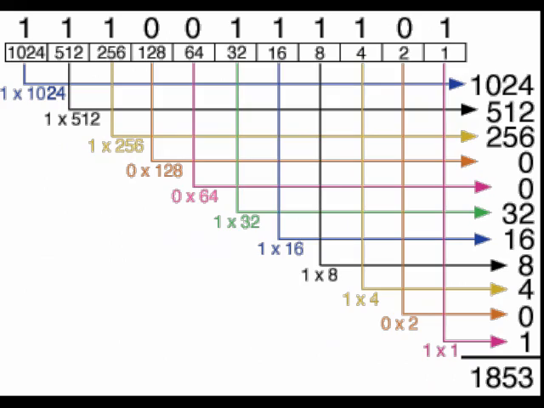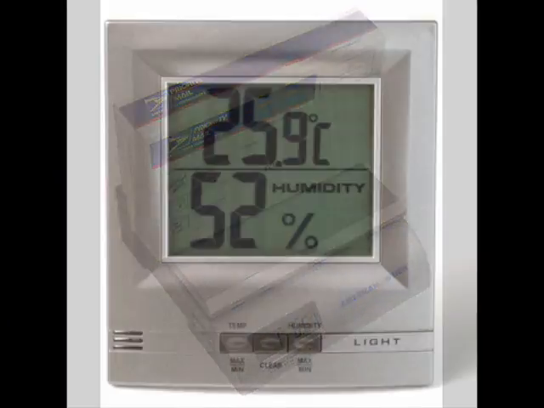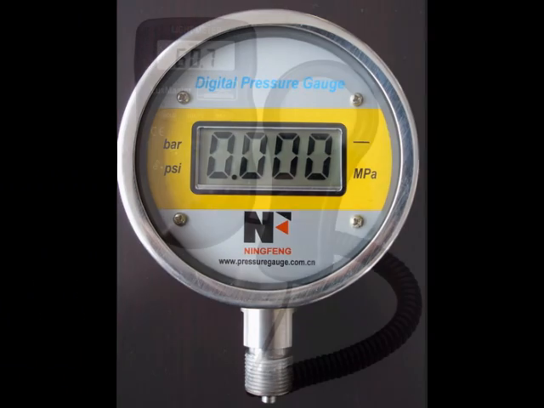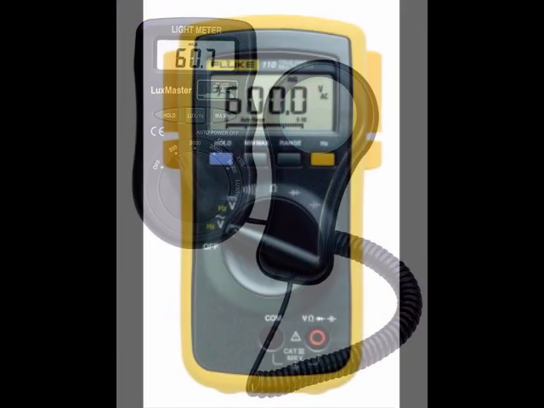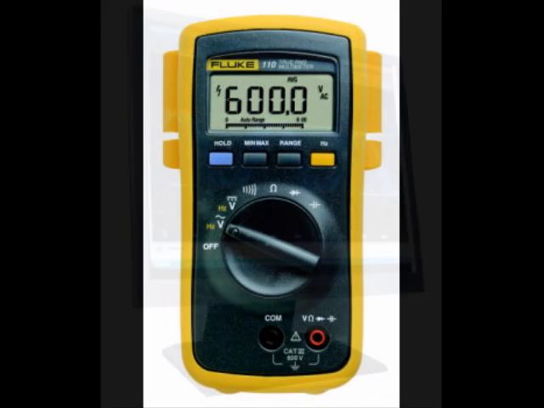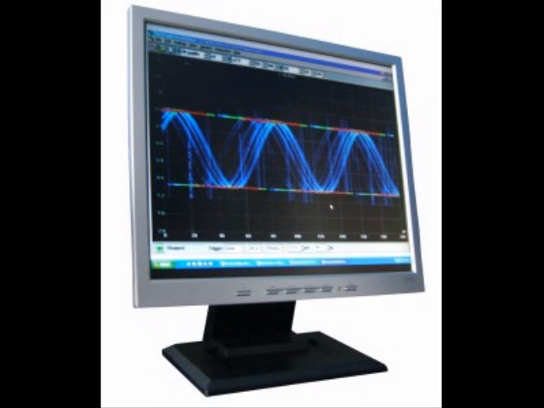We live in an analog world of quantities that can be measured and converted to numbers, like force, temperature, pressure, brightness, and many others. Anything that can be converted to a voltage can be measured and turned into a number by a computer.